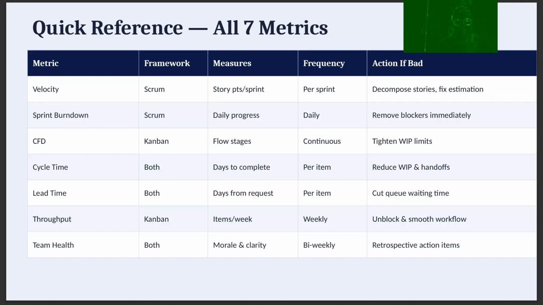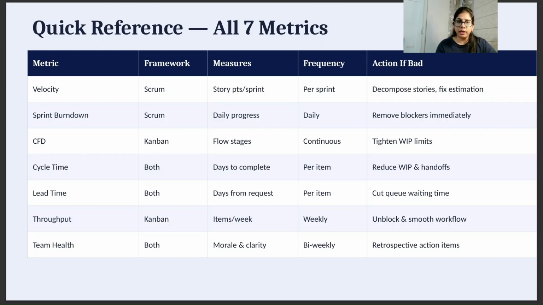Here is a quick reference of all 7 metrics. Velocity, Scrum framework, measures story points per sprint, frequency per sprint, action if bad: decompose stories, fix estimation. Sprint burndown, Scrum framework, measures daily progress, frequency daily, remove blockers immediately. CFD, Kanban framework, measures flow stages, continuous frequency, and it helps you tighten work in progress limits. Cycle time can be used with both frameworks. It measures days to complete, frequency is per item, and the action is to reduce work in progress and handoffs.